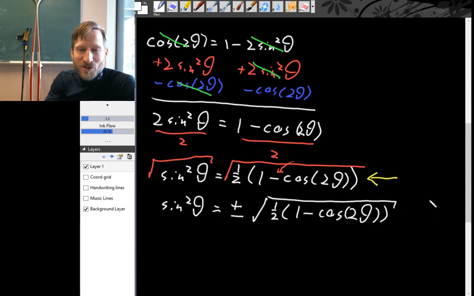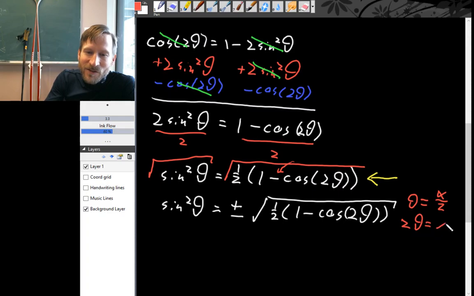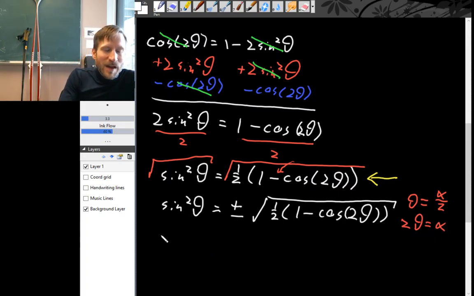Okay, and remember the trick for getting our half angle formula was to make a little substitution. We are going to declare that theta is actually alpha over 2, and that means that 2 theta is alpha. Oh, and I notice right here I have a squared that shouldn't be there. We took a square root to get rid of that square.